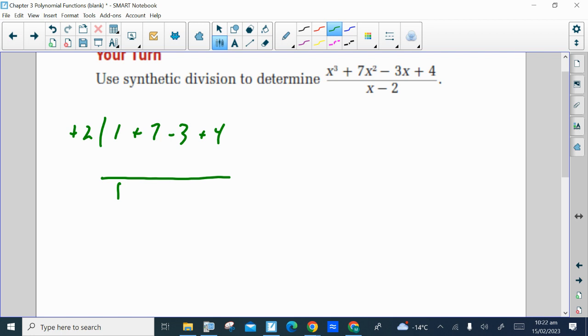add the numbers together. 1 times 2 is plus 2. 7 plus 2 is positive 9. 2 times 9 is positive 18. Negative 3 plus 18 is positive 15. 2 times 15 is plus 30. We add those together and we get positive 34. That is our remainder.